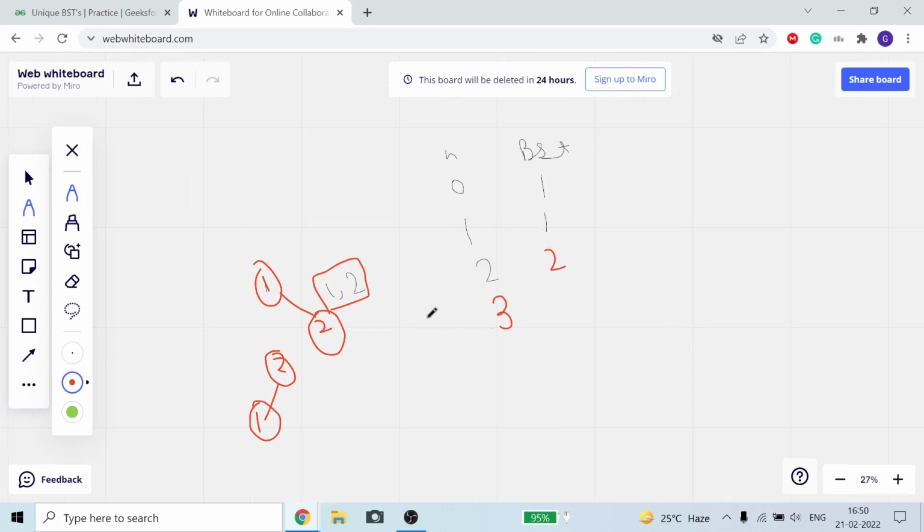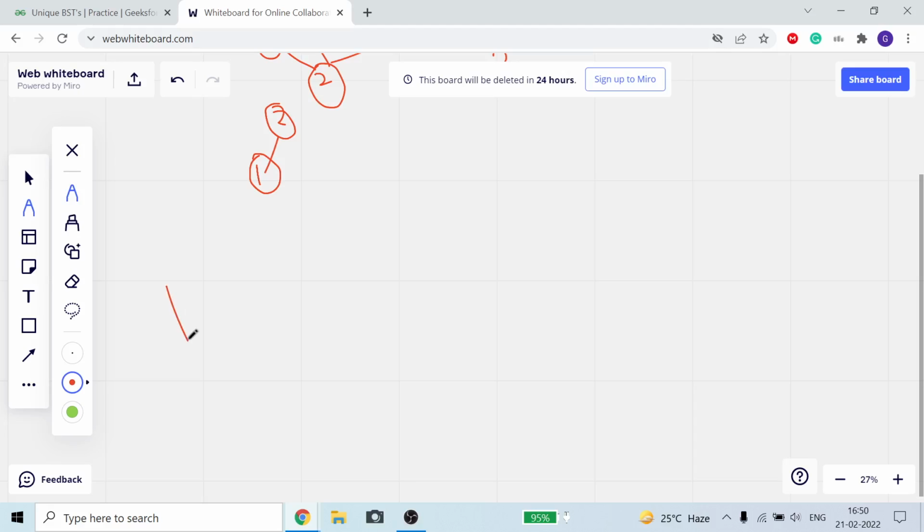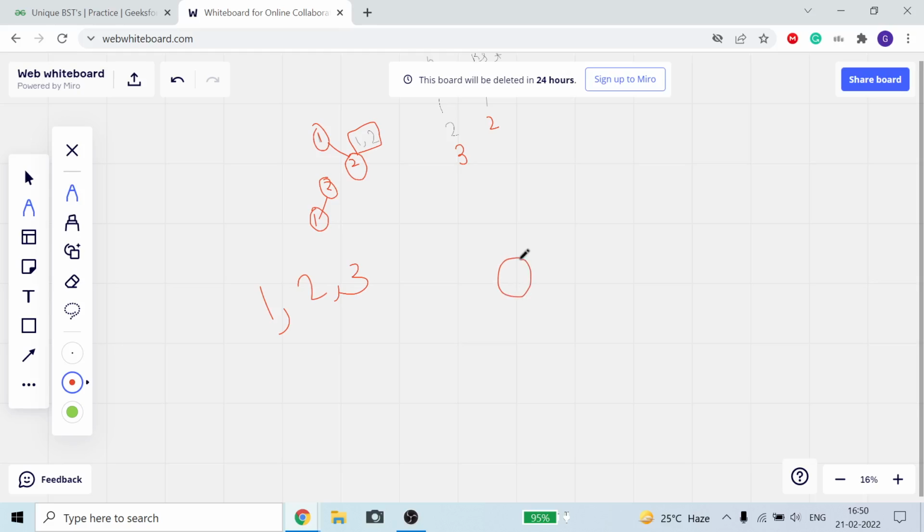Now if n is equal to 3, we have nodes 1 2 and 3. How do we find how many different binary trees we can form? First of all, we have to choose the center node, that is the root node. Three combinations are possible: root node is equal to 1 with something on the left and something on the right, 2 as the root with something on the left and something on the right, and 3 as the root node with something on the left and something on the right.